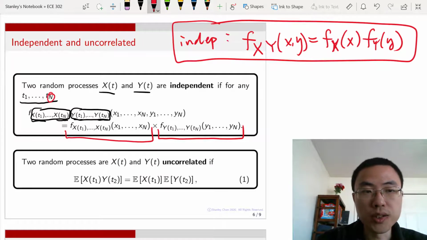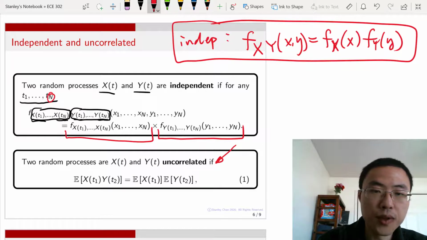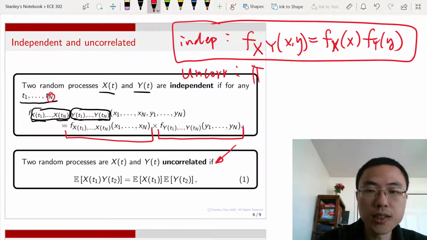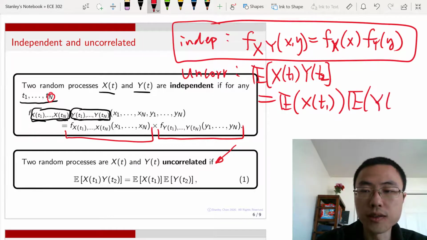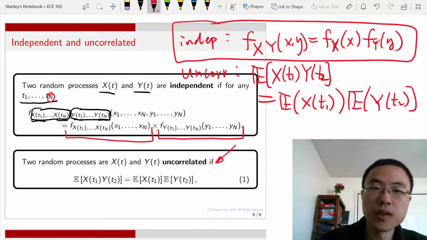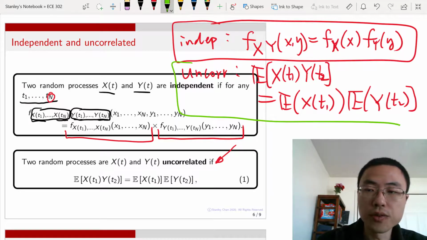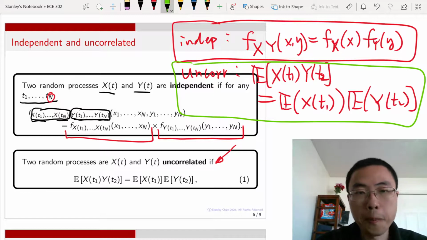A very related concept to independence is the concept of uncorrelated. Uncorrelated says that the expectation of x at t1 and then y at t2 can be factorized as the expectation of x at t1 and then the expectation of y at t2. Now, this is the definition of being uncorrelated.